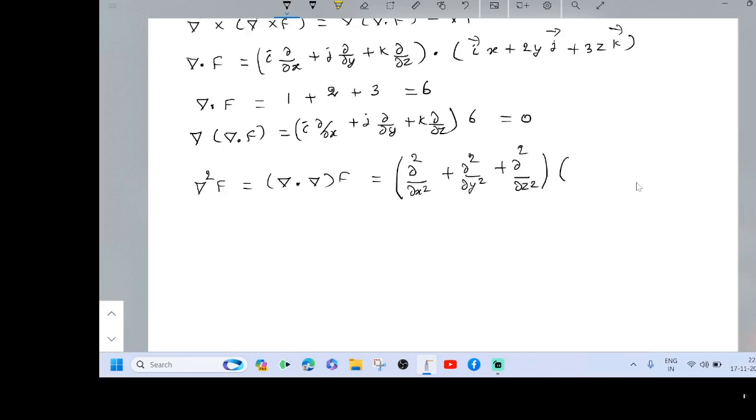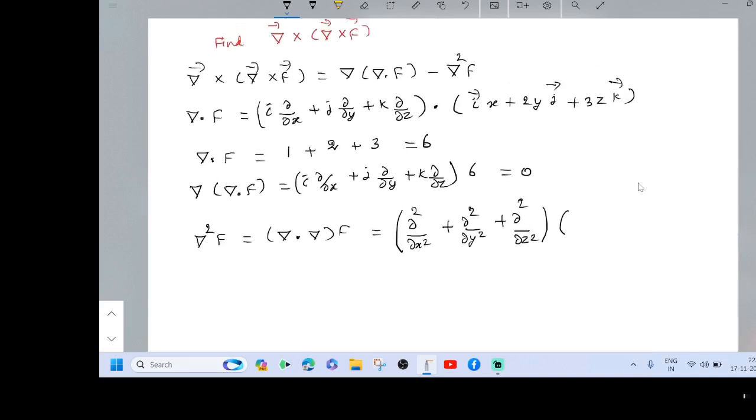f. The value of f is i x plus 2y j plus 3z k. See here, if this operator ∂²/∂x² is allowed to operate on this function, we get 0 because ∂/∂x of x is 1, ∂²/∂x² of x is 0.